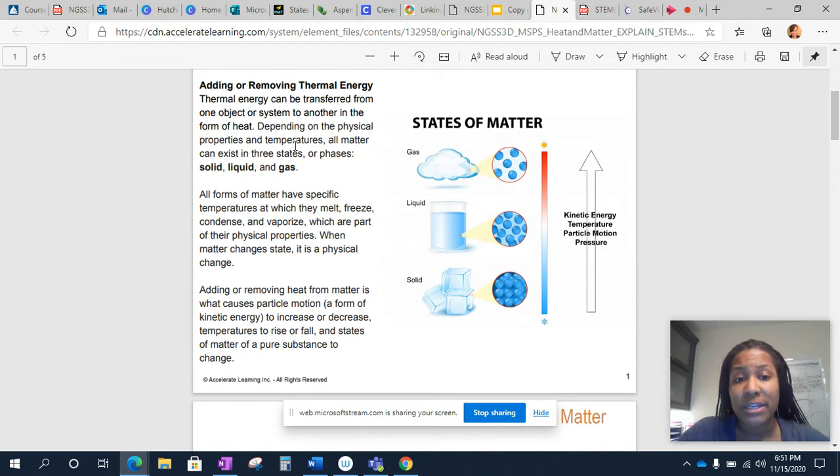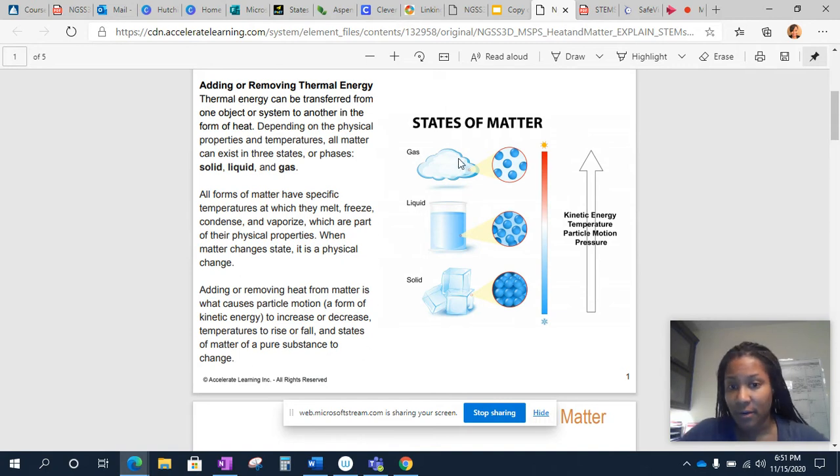Depending on the physical properties and temperatures, all matter can exist in 3 states or phases: solid, liquid, and gas. All forms of matter have specific temperatures at which they melt, freeze, condense, or vaporize, which are part of their physical properties. When matter changes state, it is a physical change. Adding or removing heat from matter is what causes particle motion, a form of kinetic energy, to increase or decrease, temperatures to rise or fall, and states of matter of a pure substance to change.